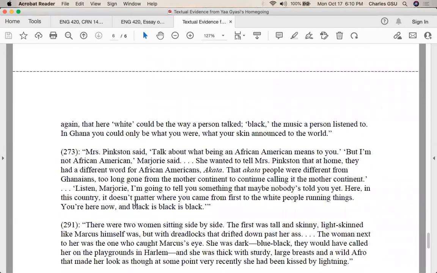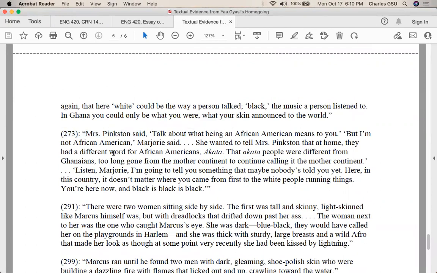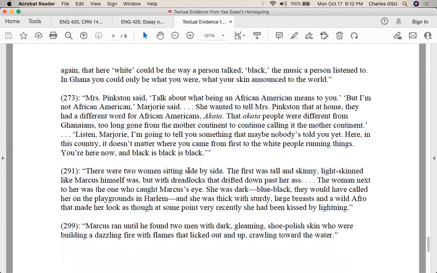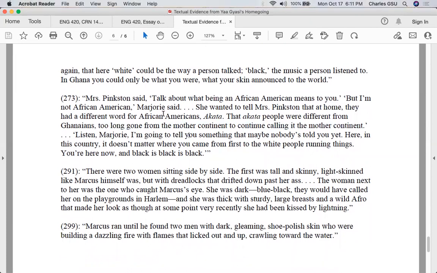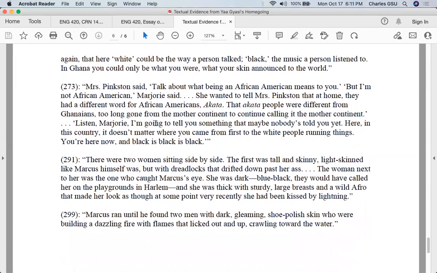In fact, that's kind of played out in the next passage here when the teacher, Mrs. Pinkston, has them do this exercise in class about what being an African American means to you. And Marjorie's like, but I'm not African American, right? She was like the author, born in Ghana and raised in the South, so somewhat autobiographical there. She wanted to tell Mrs. Pinkston that at home they had a different word for African Americans, Akata. The Akata people were different from Ghanaians, too long gone from their mother continent to continue calling it the mother continent, right? There's a way in which after decades and hundreds of years, centuries, you're removed from that kind of cultural and ethnic groundedness from the actual land.